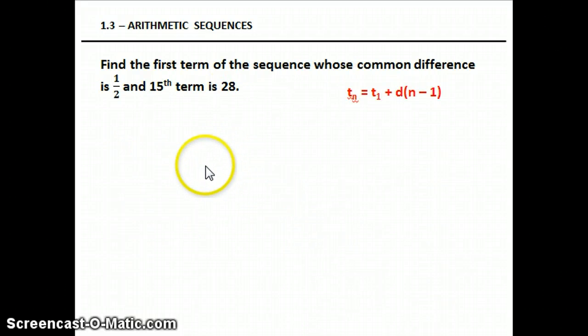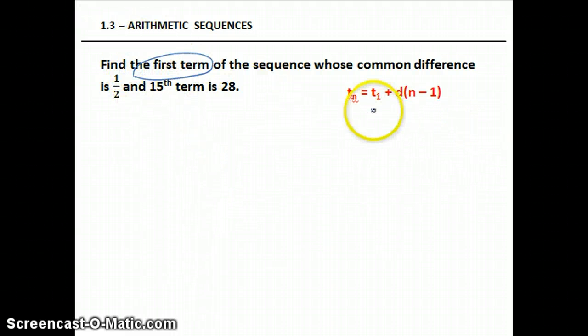Moving on. Now find the first term of the sequence whose common difference is 1/2 and 15th term is 28. Notice this time we need to find the first term. We're still going to use the same formula though. We know that our 15th term is 28, so I'm going to write it a couple of ways.